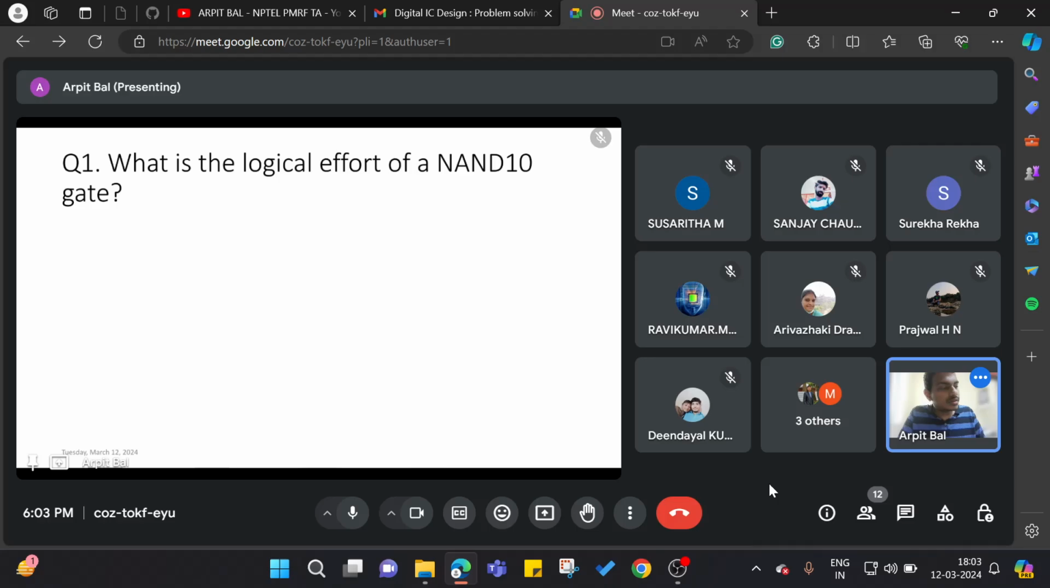So let us start with NAND 10. NAND 10 refers to a 10 input NAND gate. In the previous session we learned how to draw the schematic for a given function, right? So NAND will be, similarly it will go on, 10 PMOS in parallel. Then we will have 10 NMOS in series.